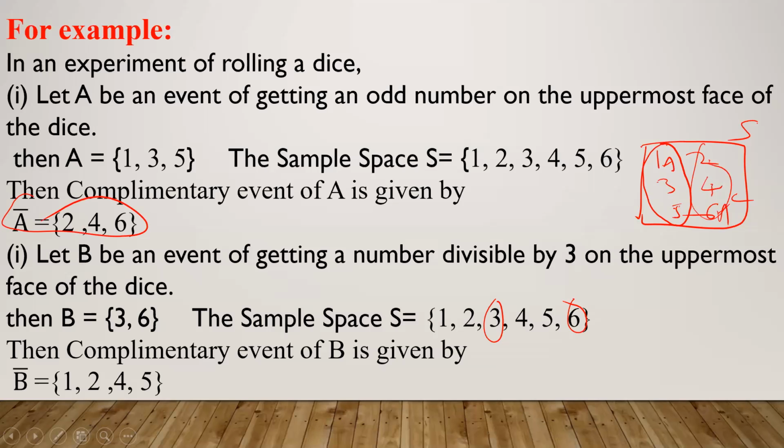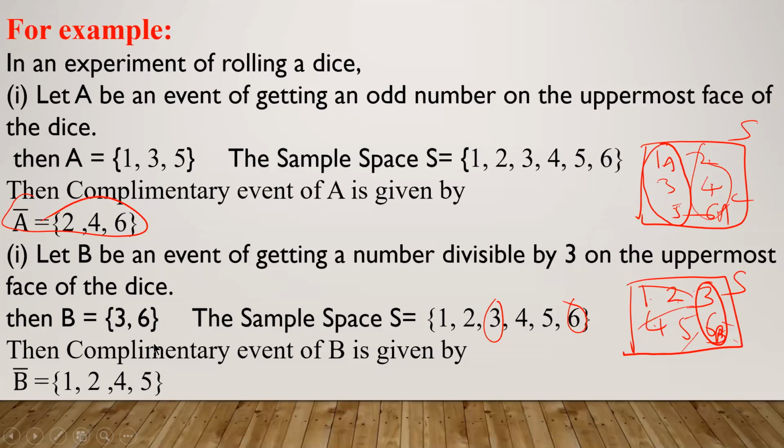Similarly, I can show this also with the help of an example. 1, 2, 3, 4, 5, 6. This is my sample space S. What is my event B? It contains 3 and 6. Okay, so what is not in B, meaning what is outside B? 1, 2, 4 and 5. So that is my B complement. I'm sorry, earlier I said A, we are calling it B. So B complement is 1, 2, 4, 5, what is not in B.